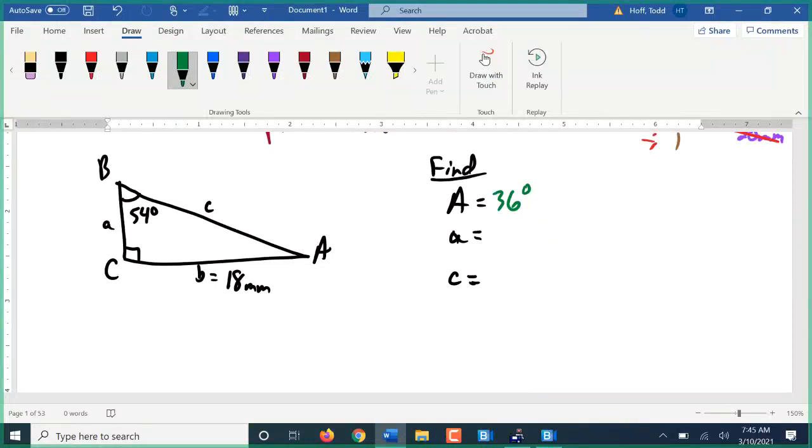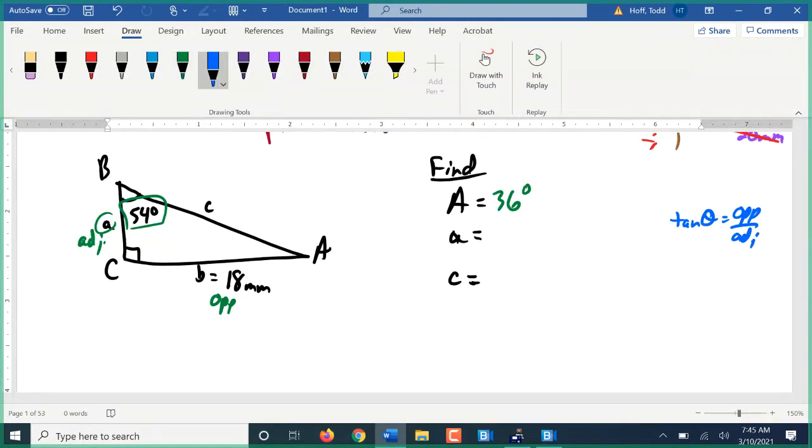So then, for side A, I'm using my 54 degrees that I'm given. Side A is which leg? I'm given side B, which is opposite. What trig function is that? Tangent. So I'm going to write that down. Tangent of theta, opposite over adjacent.